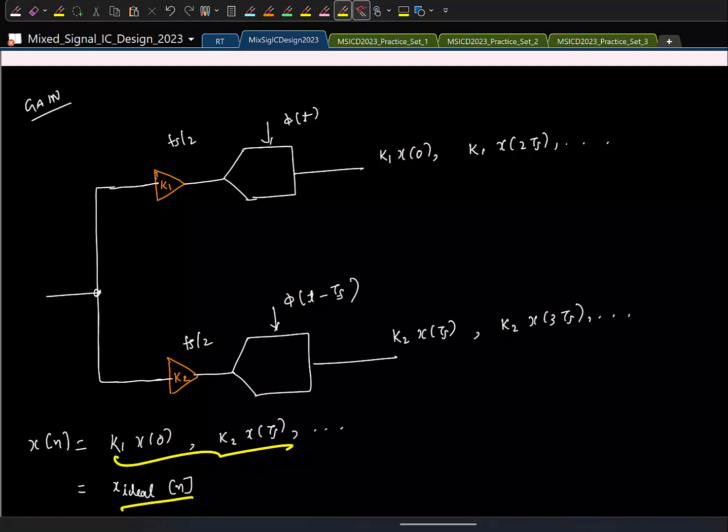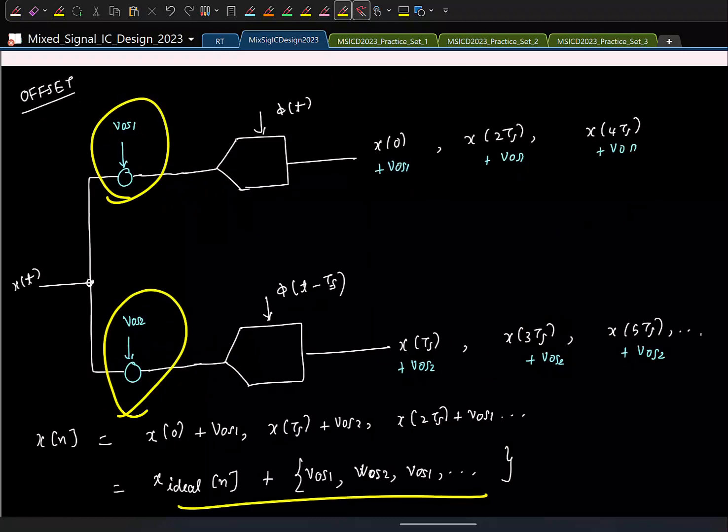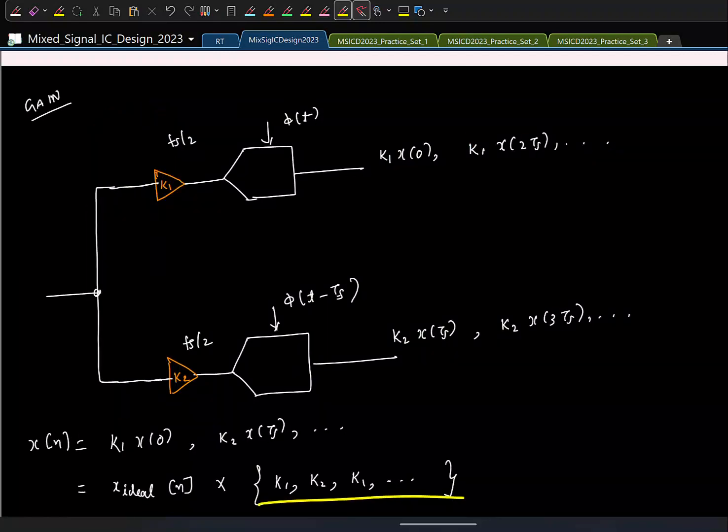Multiply by K1, K2. Yeah, I'll basically multiply by k1, k2. Is that okay? The difference is, in the offset case, the error signal was getting added. So here a similar error sequence, which is also periodic, is getting multiplied. That's all.